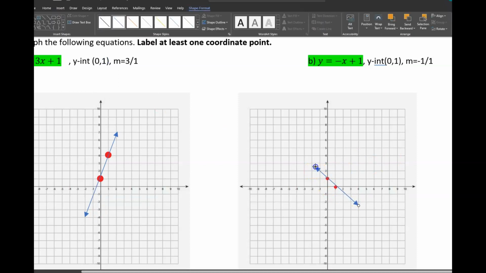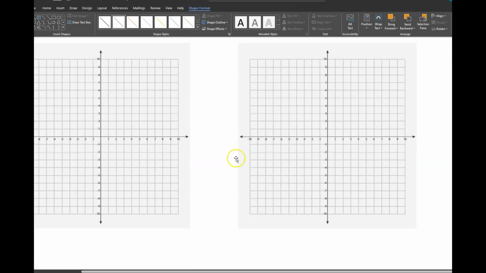Let me fix it. And remember that on your end, you're just doing a basic sketch. Don't forget the arrows. Technically, the line is composed of an infinite amount of coordinate points that are going throughout here. Okay, let's move on to the next problem.